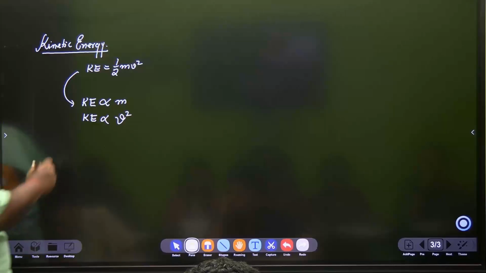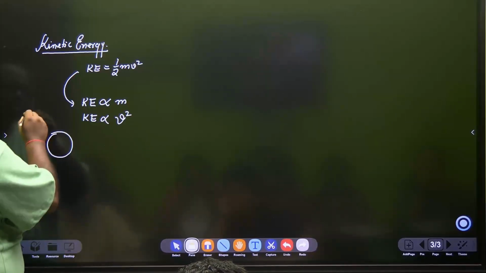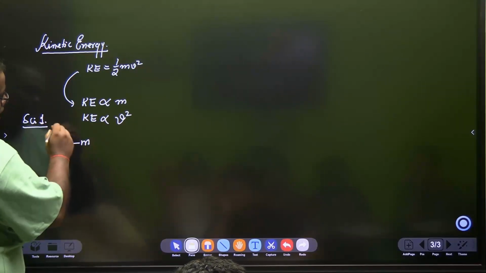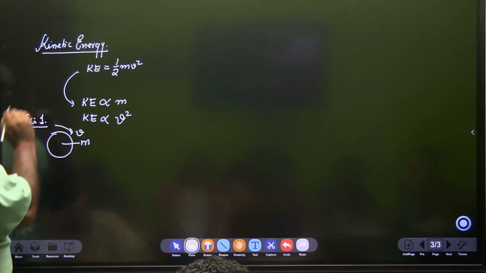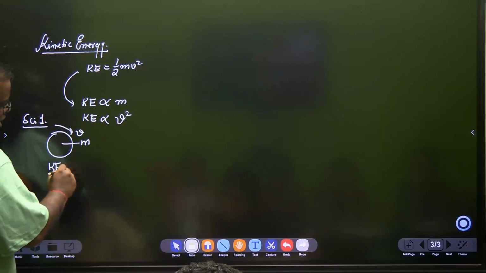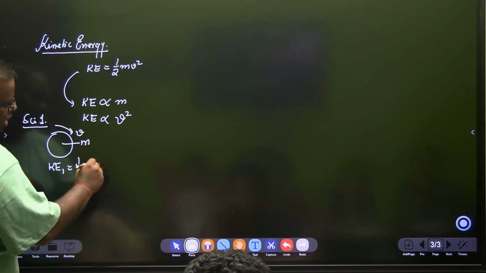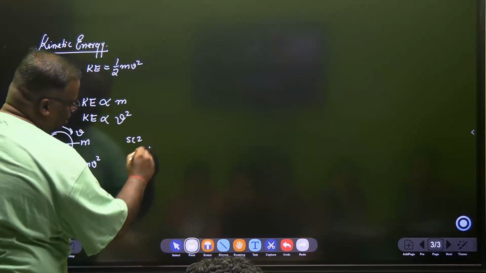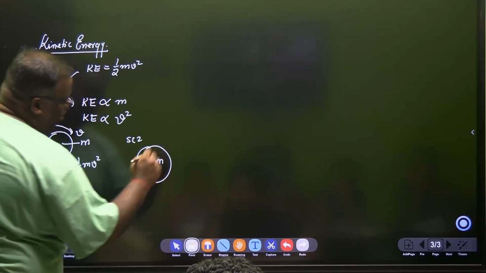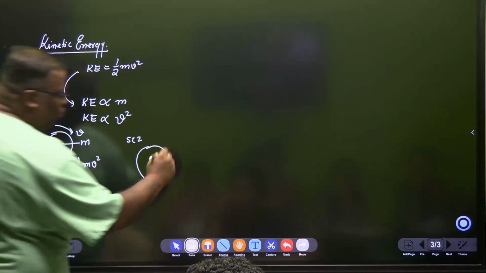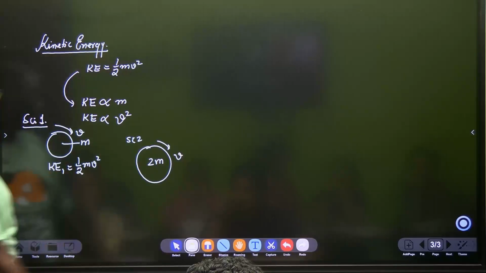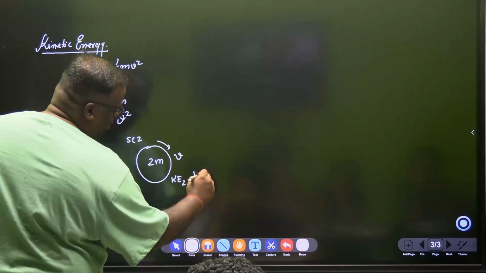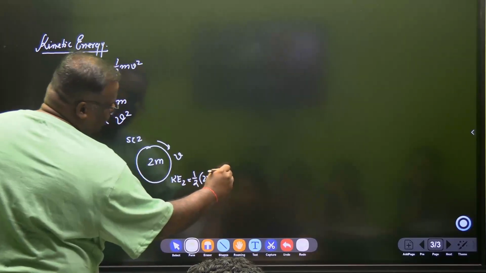अब देखते हैं. Let's say I have a body. Scenario 1. ये question बहुत आता है. The mass of this body is m and it is moving with a velocity v. Then what is the kinetic energy Ke1 of this body? Half mv square. Agreed? Let's see scenario 2. I have a body whose mass is now double the mass of this body, but it is moving still with a velocity of v only. Let's see what is the kinetic energy of this body. Ke2 is equal to half into 2m into v square.